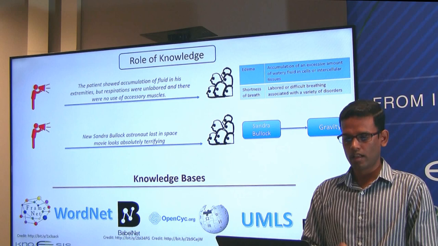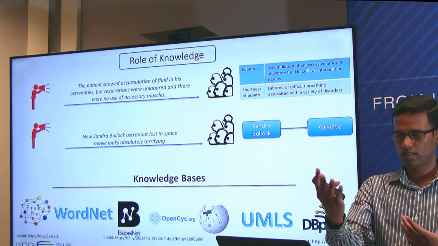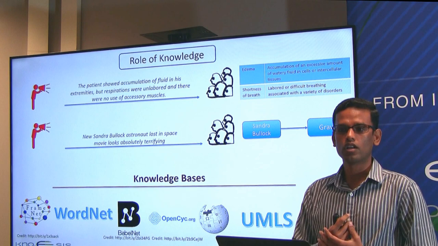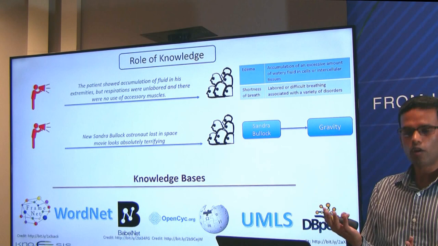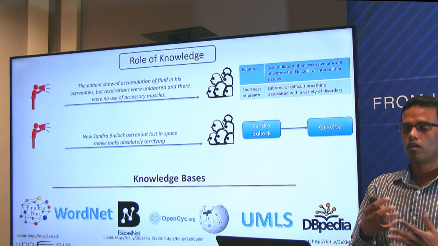So whenever we communicate things in an implicit manner, we assume that there's a common understanding between me and my audience. So let's say I state the first sentence to you. That means I assume that you understand what is meant by the condition called edema and what is meant by the condition called shortness of breath. Unless you know, you will not be able to decode whatever I said. In the second example, I assume that my audience will know that Sandra Bullock acted in this new space movie. So unless you know this fact, you're not going to decode whatever I said there, right? So there's a big role for knowledge.